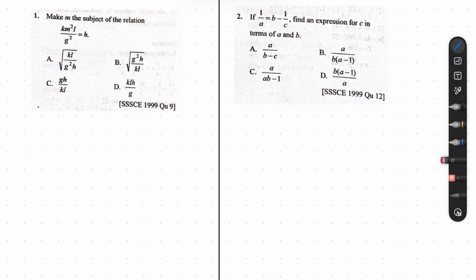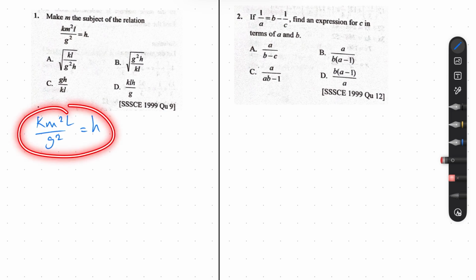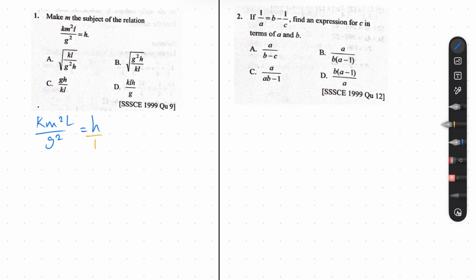Now in this question number one, it says make M the subject of this relation. This is the relation here. In this relation, H is the subject, but right now you want to make M the subject. So let's write that down. So we have km squared L over g squared is equal to h. Now this expression is the same as h over 1. Over here you have h over 1, so let's write that over 1 is the same as h, right?